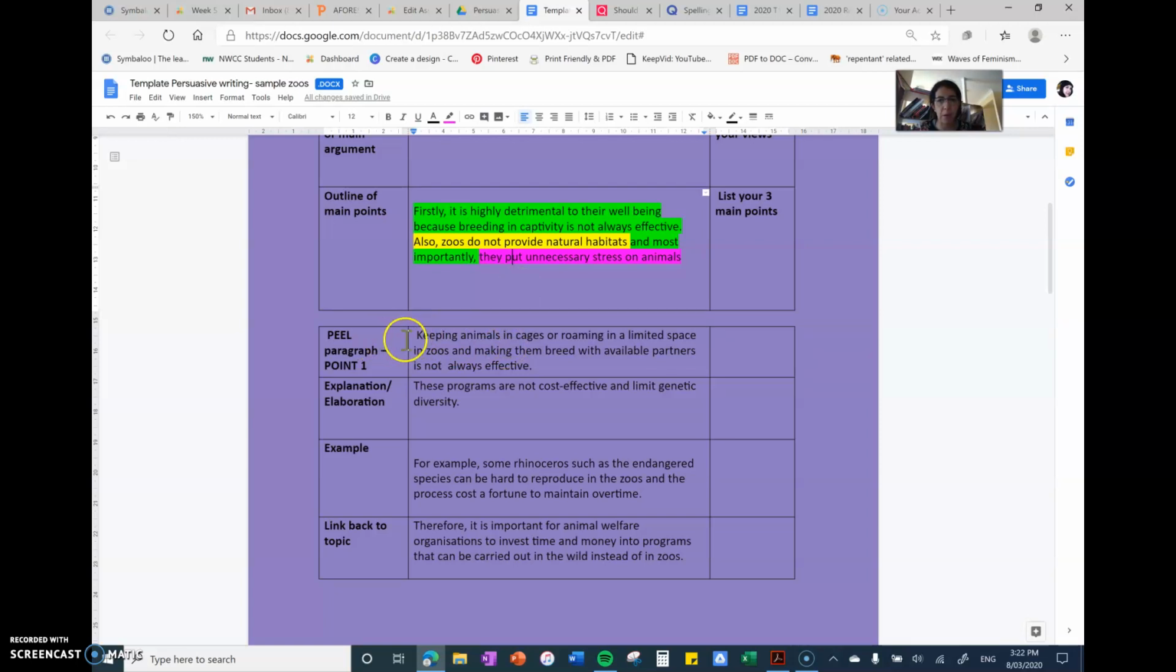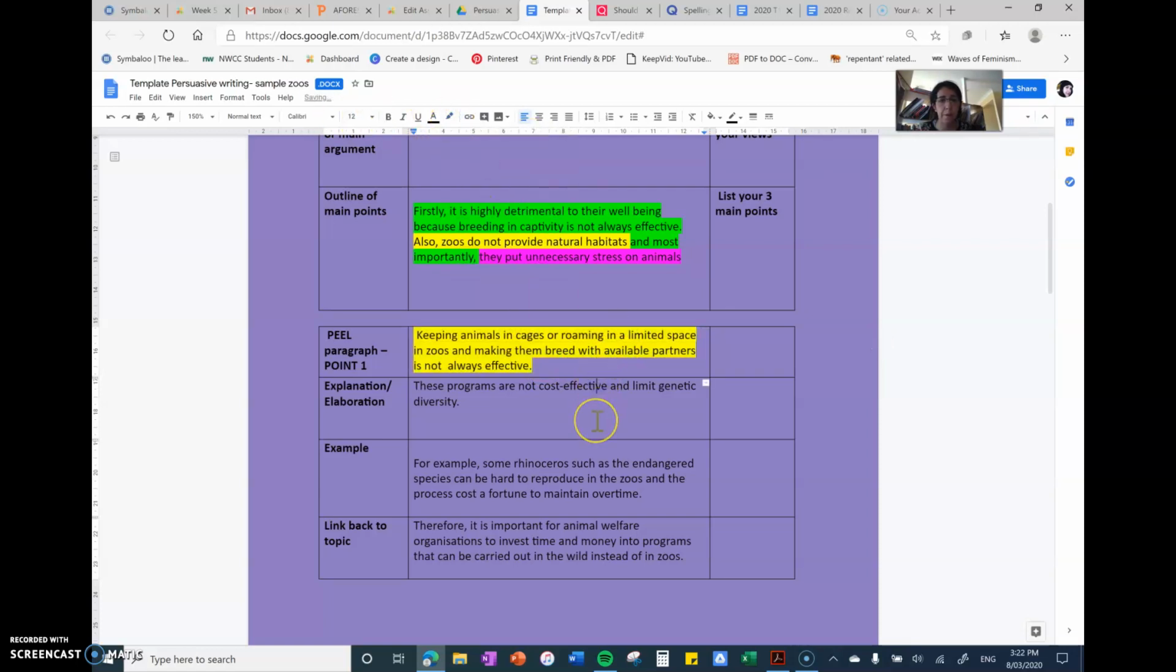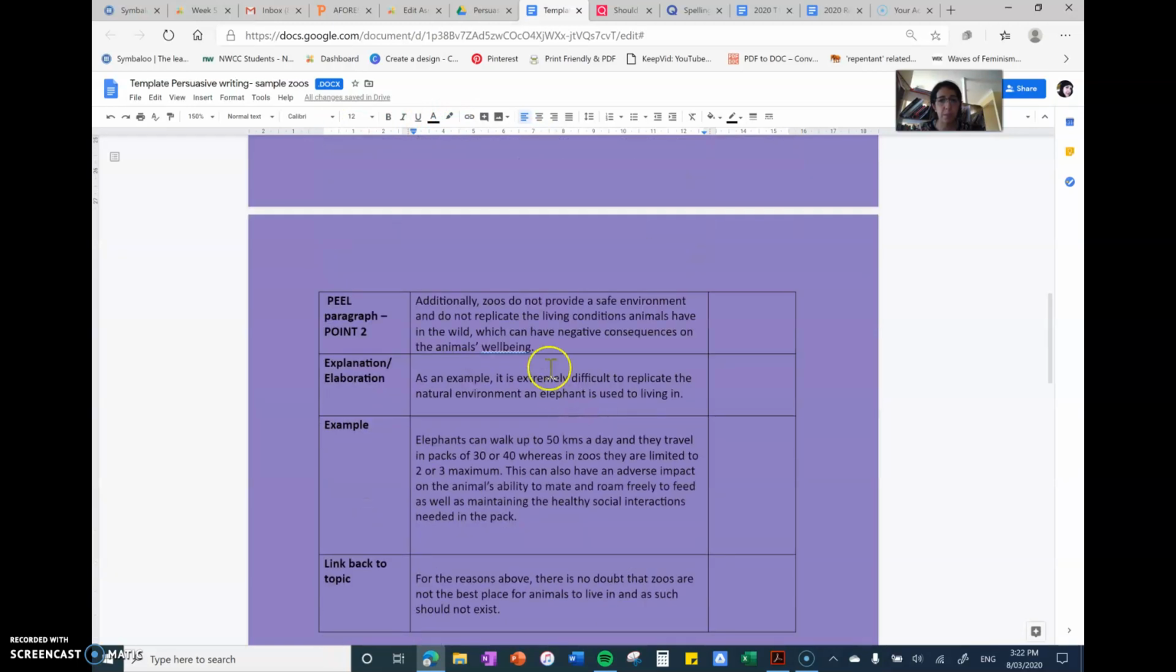So my PEEL paragraph one, this is what I would have used in my fishbone template that you've been working on. So this is my first point. My first point says keeping animals in cages or roaming in a limited space in zoos and making them breed with available partners is not always effective. So I'm going to highlight that yellow. That's my first point. What is my second point?